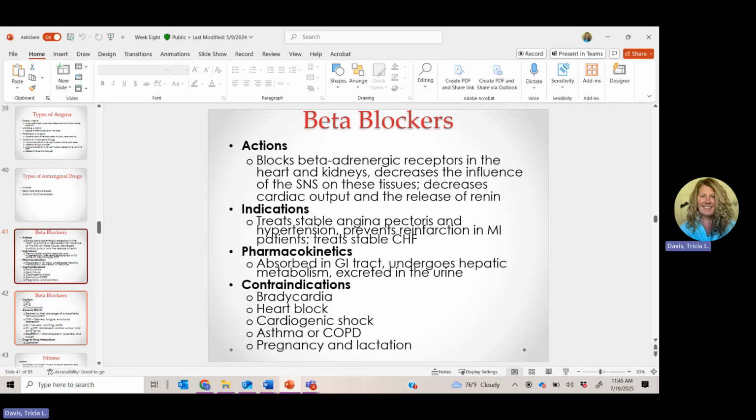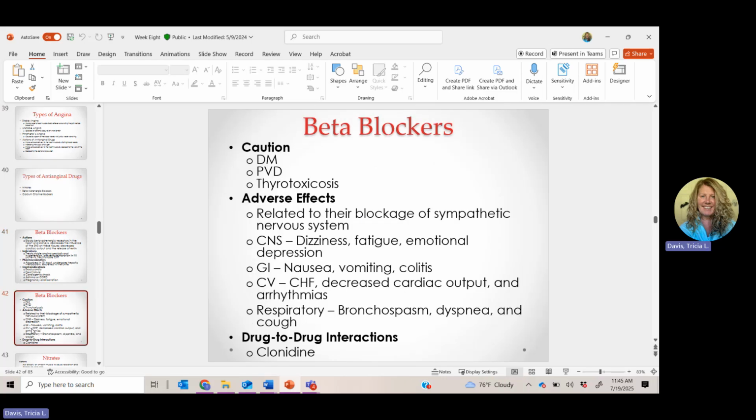If you already have bradycardia, we don't want to cause it to go any lower, so we're not going to give it. If you have a heart block, if you have asthma, COPD, because of that bronchoconstriction, we do not want to give these medications. We have to be very careful in our patients that have diabetes. Remember, we talked about this before. It decreases the effectiveness of that med and the patient not being able to really understand that their blood sugar is low.